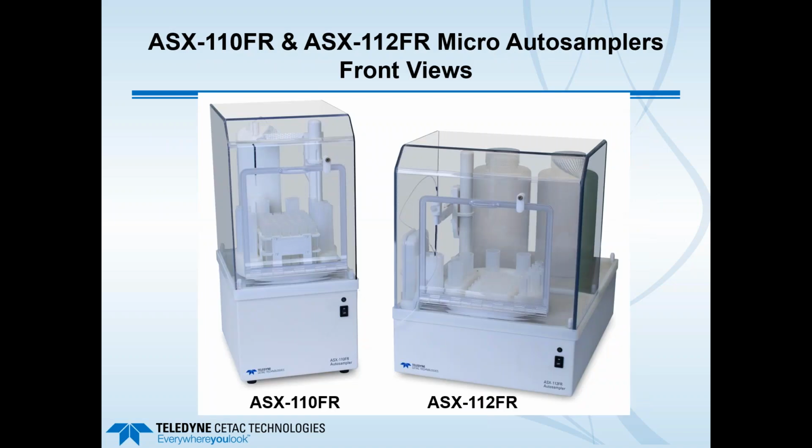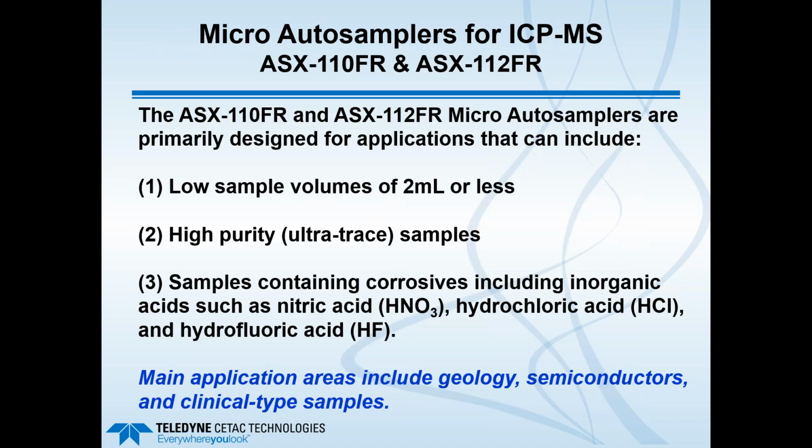So here are front views of the two autosamplers we'll be discussing today, and these are to scale. On the left is the ASX-110FR, and on the right, the ASX-112FR. Now, these autosamplers are primarily designed for applications, but not exclusively, that can include low sample volumes of 2 mLs or less. These can also accommodate medium volume samples, say 5 to 15 mLs.